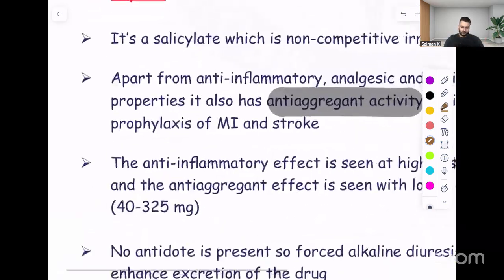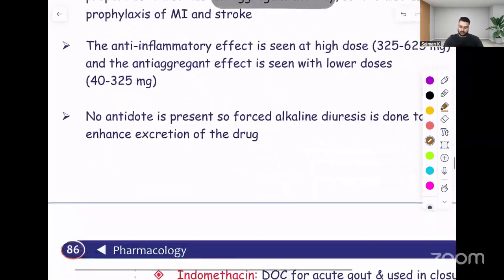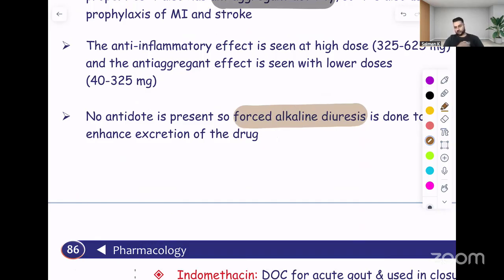But if you see, it's coming from salicylic acid. It's an acidic drug. And did I teach you this before? If a drug is acidic, we remove it by the opposite thing called alkaline diuresis. We saw it in barbiturate also, here also.